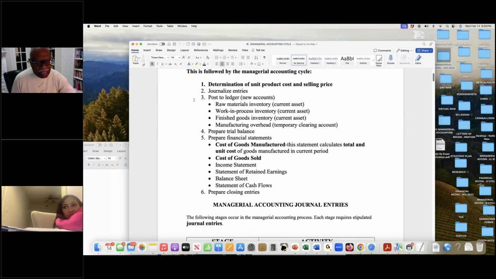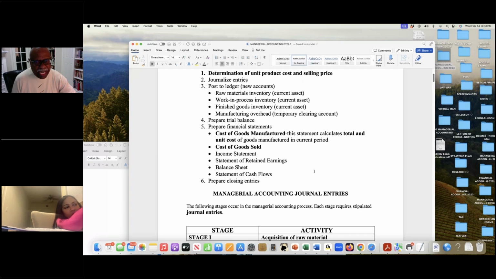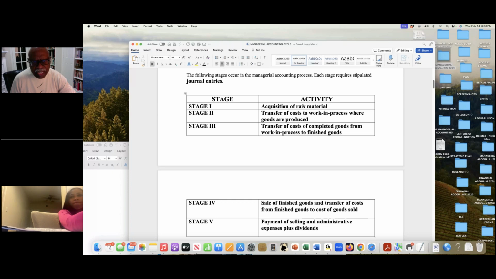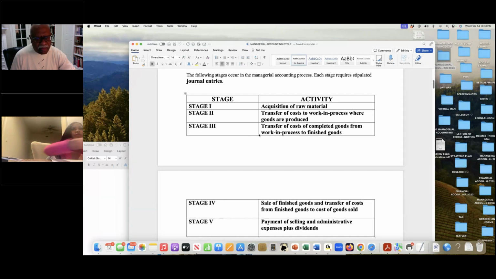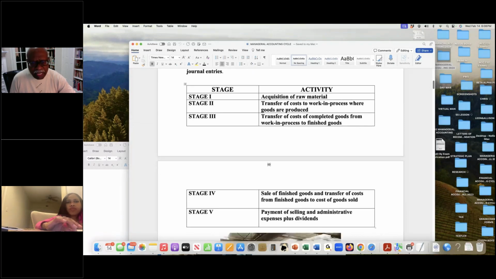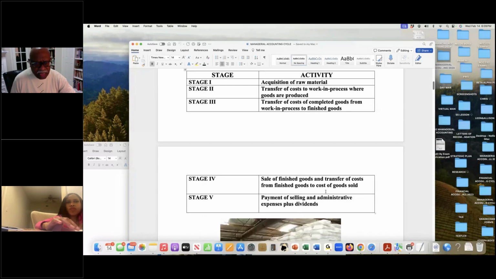Let's talk about the second step, which we'll be into next week, which is the managerial accounting journal entries. Everything in accounting begins with a journal entry. We're going to set those entries up in stages. Stage one, where we buy the raw material. Stage two, where we transfer cost to work in process. Stage three, where we transfer the cost of completed items to finished goods. Stage four is where we sell the item. And stage five is where we pay selling and administrative expenses.